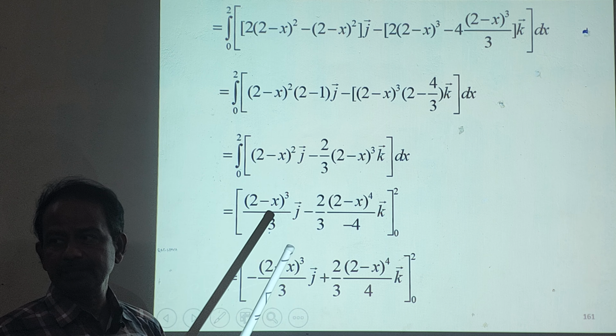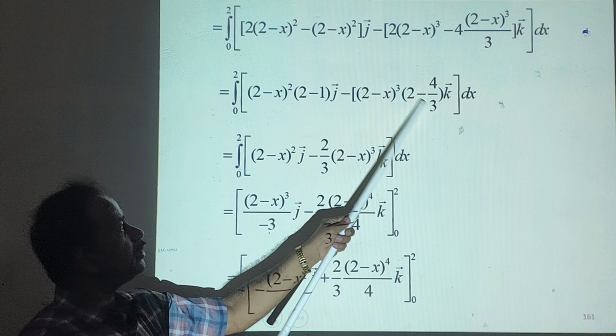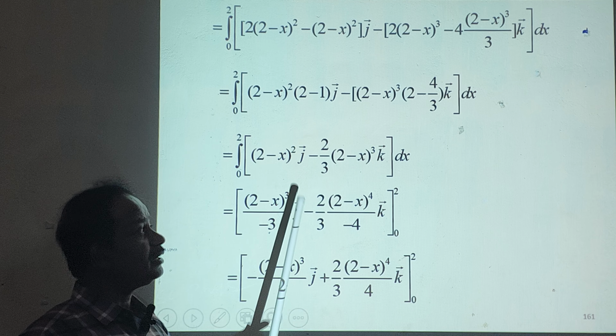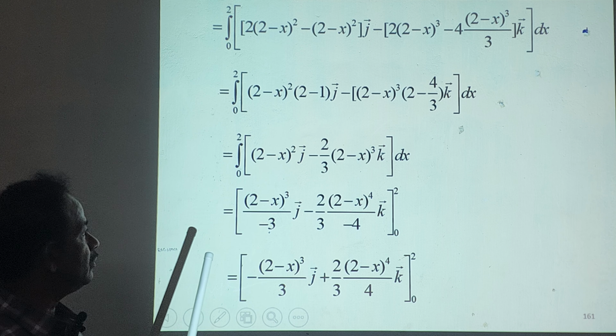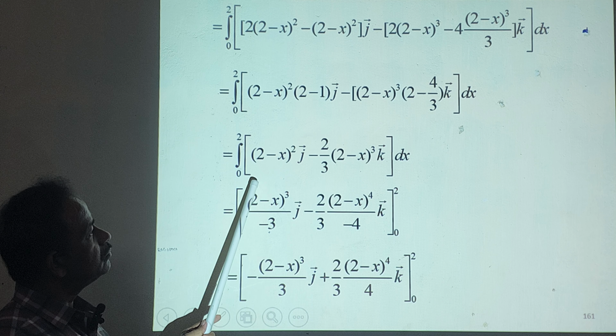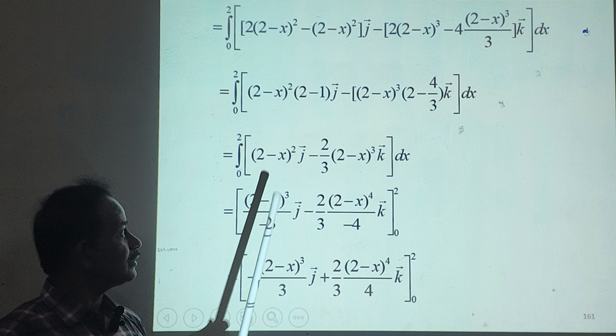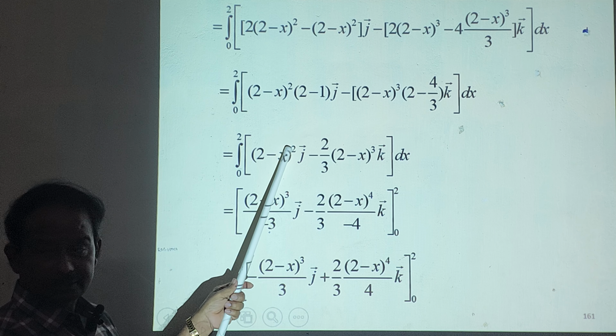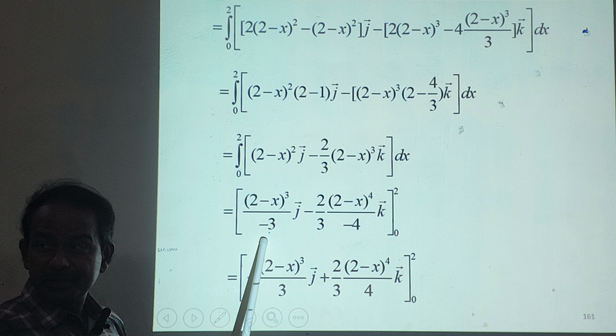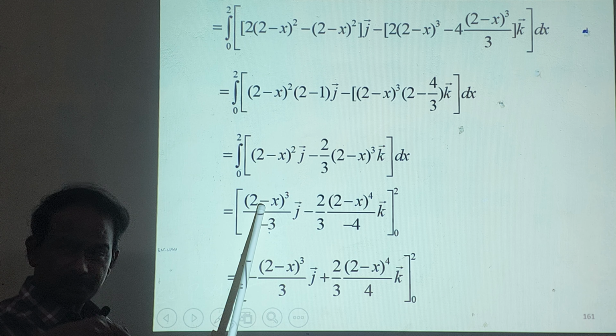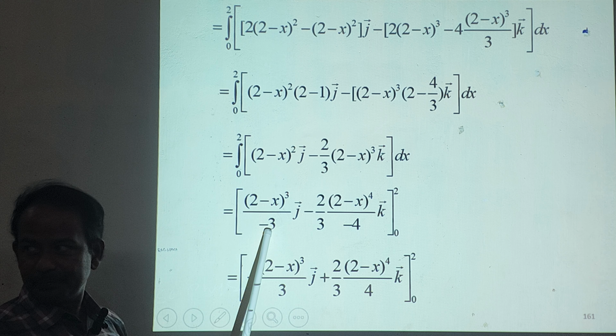2 minus 4 by 3 will give you 2 by 3. 3 2s are 6. 6 minus 4 divided by 3, that will give you 2 by 3. Okay. So we have now this term we are going to integrate with respect to x. So that will give you (2 minus x) whole cube divided by 3. This minus 6, so minus 1. So that is minus 3.